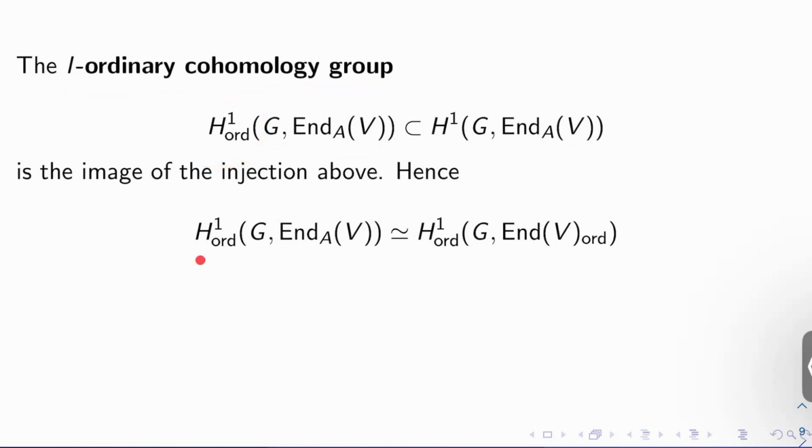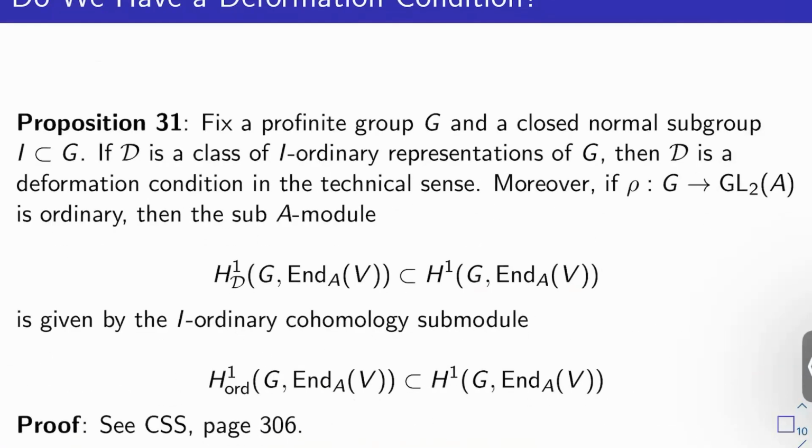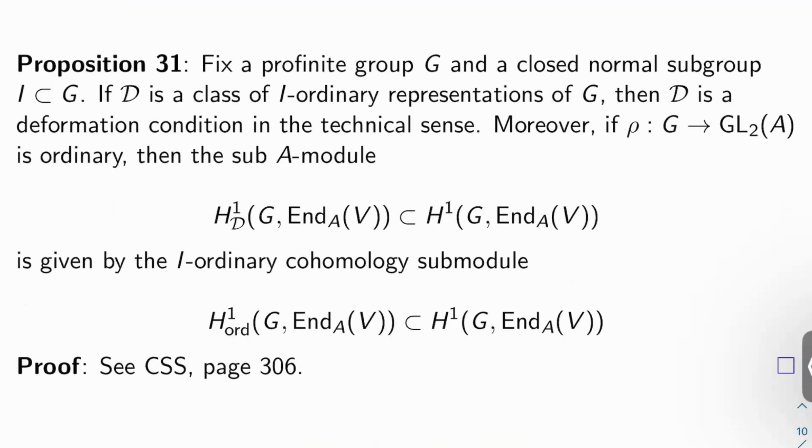And so what we have is that H^1_ord(G, AV) is isomorphic to H^1_ord(G, V^ord). All right. So the big question is, do we have a deformation condition on our hands? Is ordinariness a deformation condition? And if so, what is H^1_D, where D is the deformation condition?